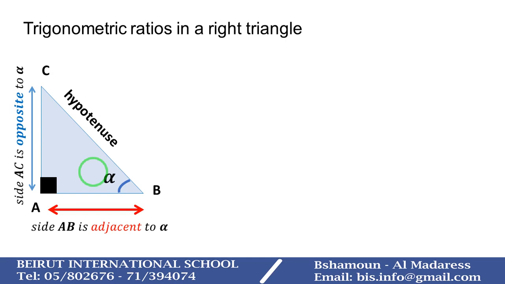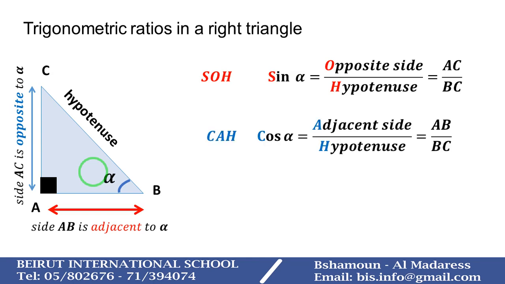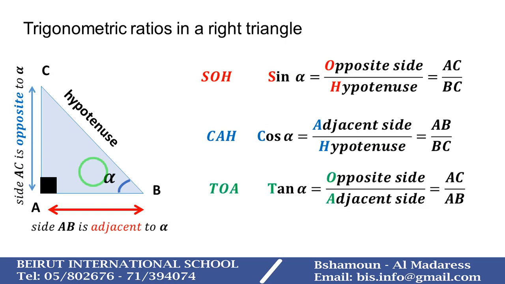Let's remember the three main functions in trigonometry: sine, cosine, and tangent of alpha, the reference angle. Sine alpha will always be equal to the side opposite to alpha over the hypotenuse, which is AC over BC. Each side will have a length, so the answer will be a numerical value. Cosine alpha will equal the length of the adjacent side to alpha over the hypotenuse, which is AB over BC, and tangent alpha will equal the length of the opposite side to alpha over the length of the adjacent side to alpha, which is AC over AB.